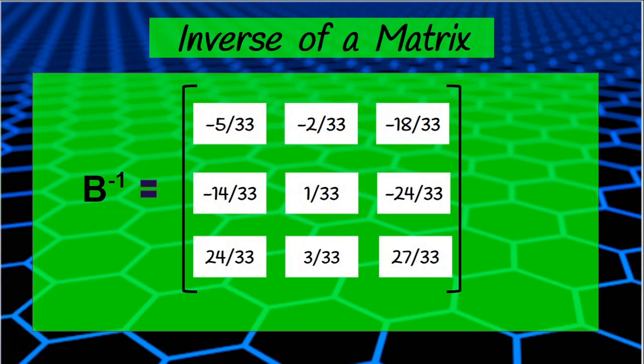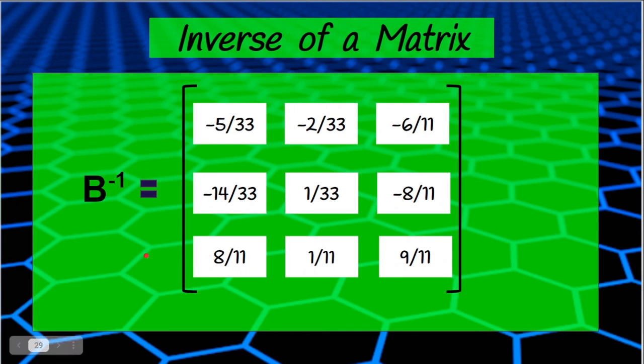And if you notice, some of these fractions are not reduced to their lowest terms. For instance, minus 18 over 33 can be further reduced, and so can minus 24 over 33 with some other numbers here. So we reduce them to their lowest terms, and we have this as the inverse of matrix B. So that's all for the inverse of a 3 by 3 matrix.